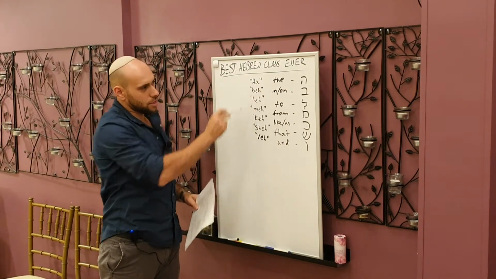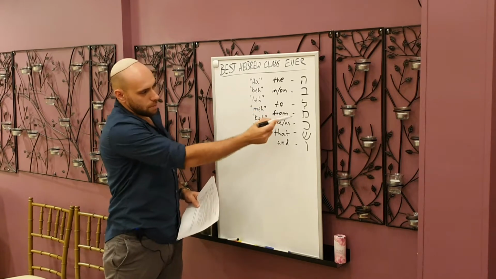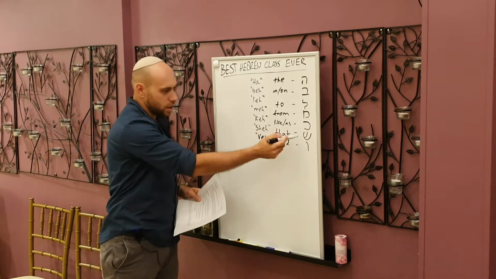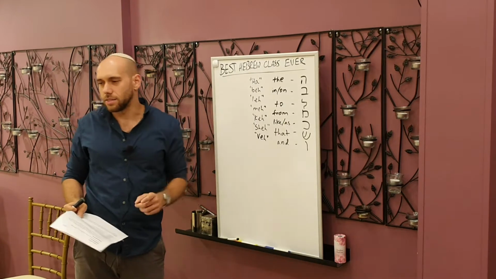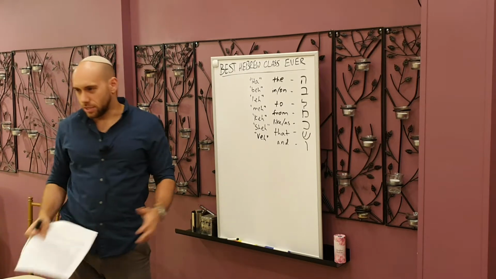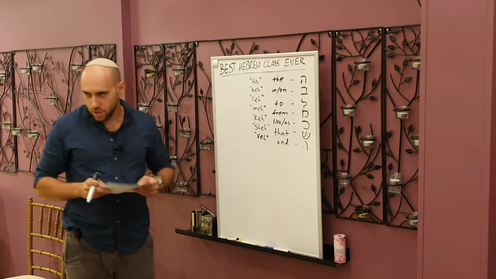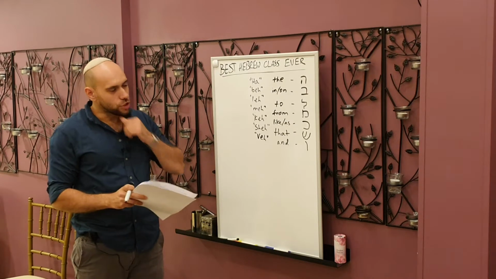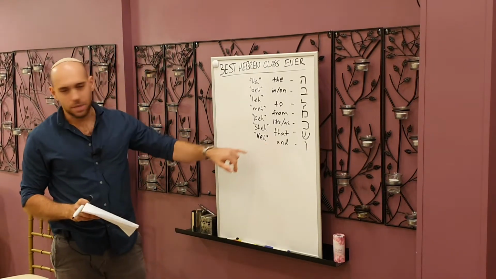Ha means the. Be, in or on. Le, to. Me, from. Ke, as or like. She means that, but not in the sense of this thing, that thing, but in the sense of I wanted to tell you that, blah, blah, blah. It's like a connecting word in the sentence. Ke would be, we're going to do examples of all in a second. And then ve is another connecting word that means and.